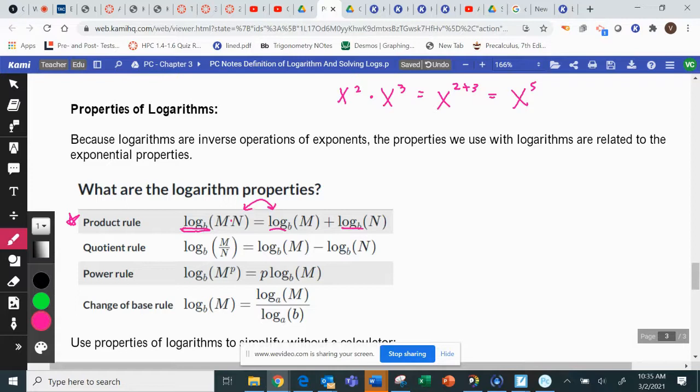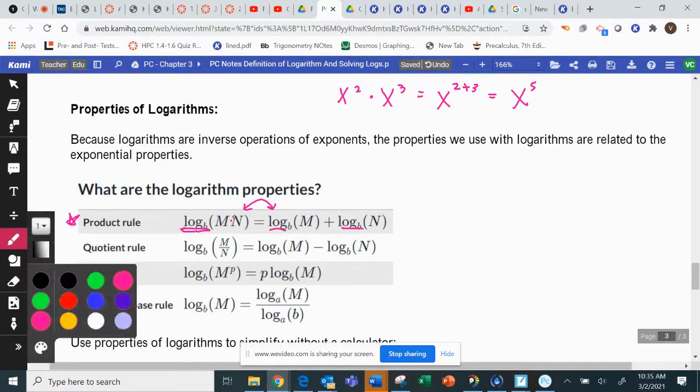Yes. Say it a little bit louder. They have to have the same base. Yes. They have to have the same base for that to work. Just like up here, if I did x squared multiplied by y cubed, I couldn't add the exponents because they have different bases. So they are completely related to the rules that we have for exponents.